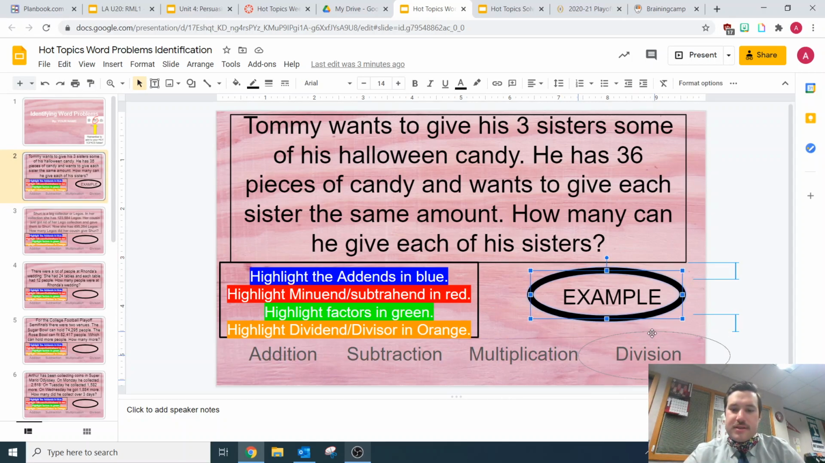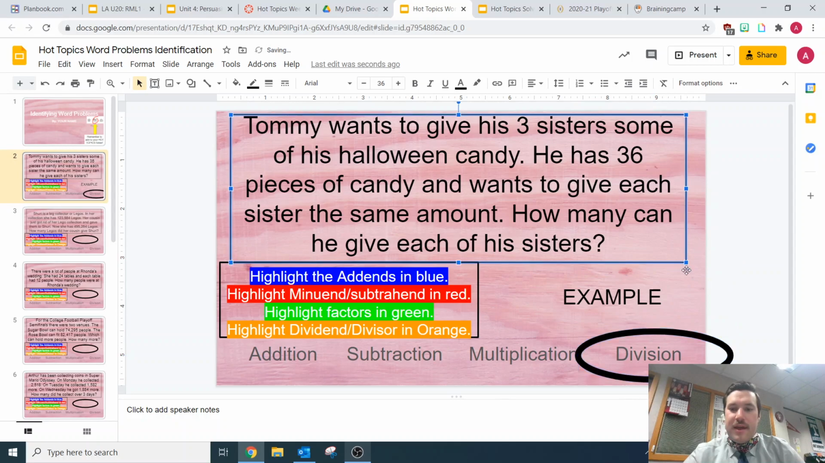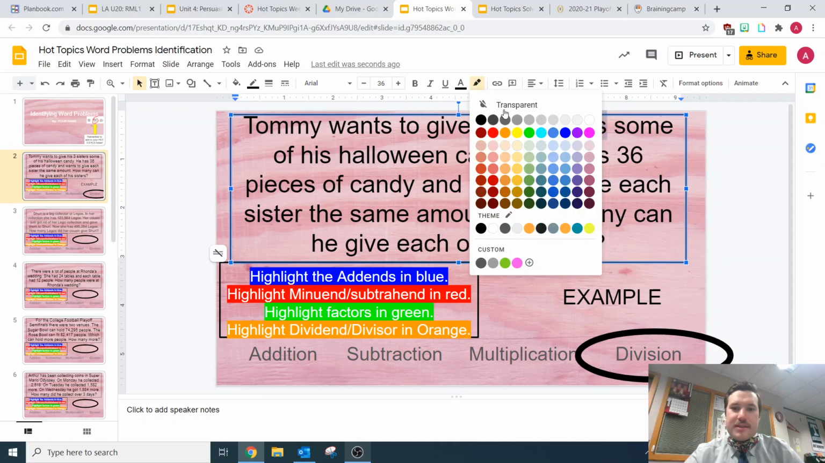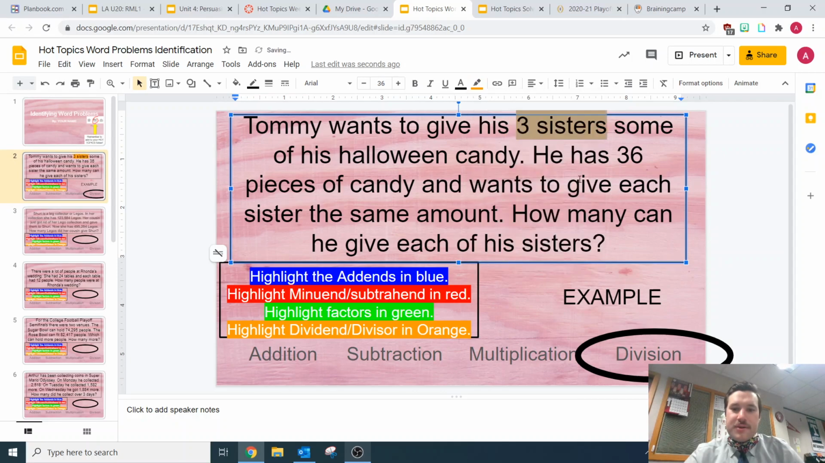So you're going to circle what you think it is, and then since we said that this is division, we need to look here. Highlight dividend and divisor in orange. So we need to find the dividend and the divisor here and highlight them in orange. Tommy wants to give his 3 sisters some of his candy. So he's splitting up his candy amongst his 3 sisters. So we're going to highlight 3 sisters and make that orange.